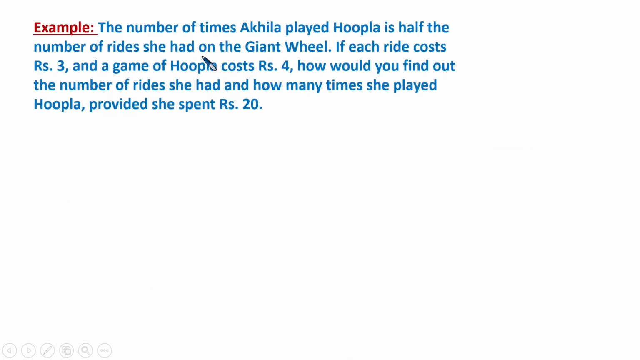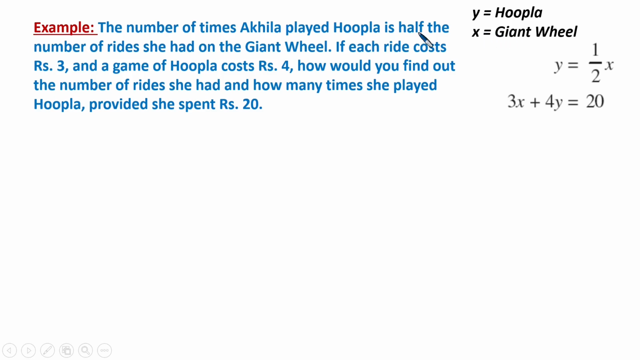Now I would like to mention how from the word problem you can write the equations, and here is an example. The number of times Akhila played Hoopla is half the number of rides she had on the giant wheel. If each ride costs ₹3 and a game of Hoopla costs ₹4, how would you find out the number of rides she had and how many times she played Hoopla, provided she spent ₹20? So here suppose she played Hoopla y times and the giant wheel say x times, and she has played Hoopla half the times of the giant wheel.